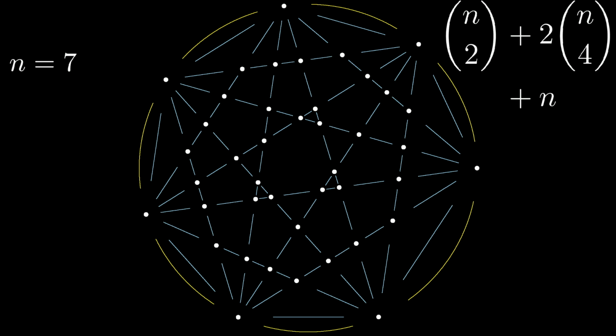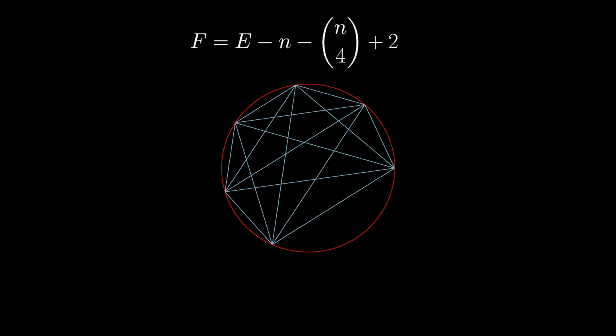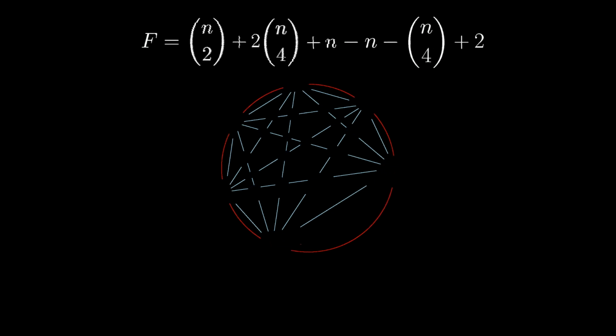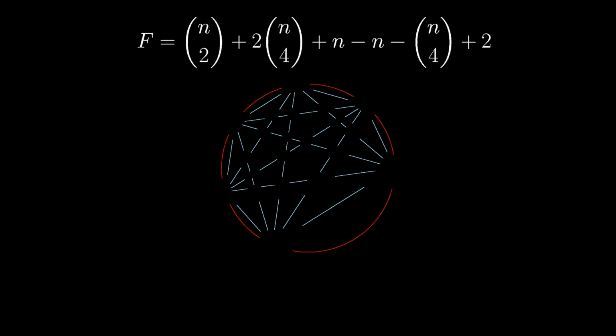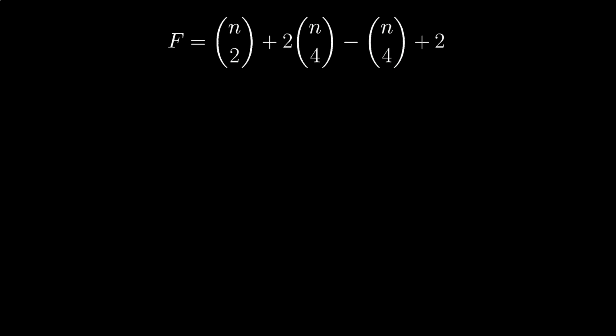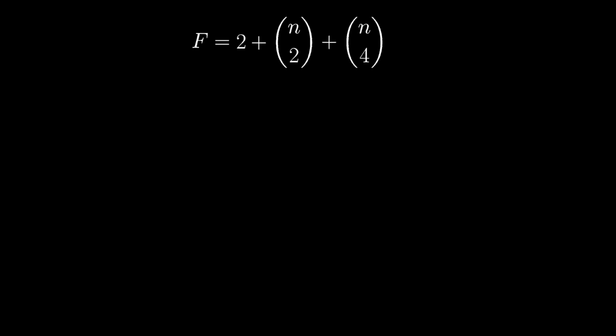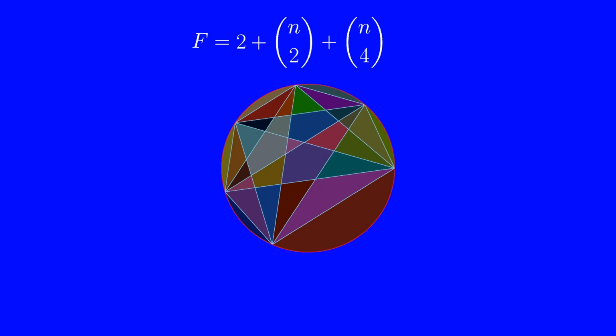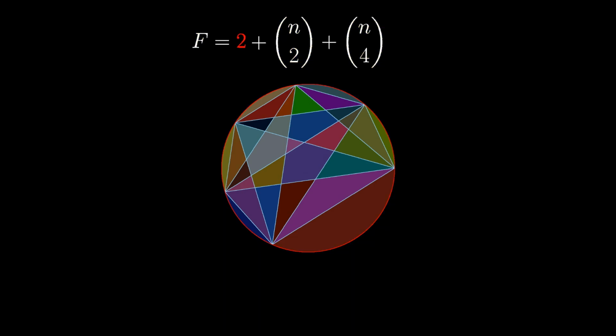Going back to our formula, we can replace E with n choose 2 plus 2 times n choose 4 plus n. Combining like terms, we see that our graph cuts the 2D plane into 2 plus n choose 2 plus n choose 4 pieces. Since we're concerned with counting the regions inside the circle, we can disregard that outer region and write our final answer as 1 plus n choose 2 plus n choose 4. Great, we found the answer.